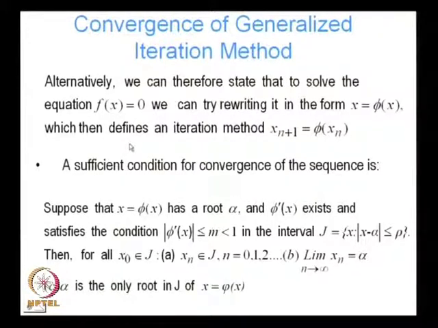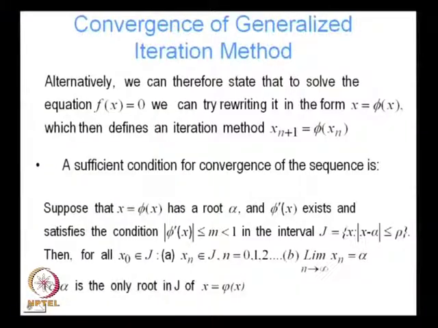Next, let us look at conditions for convergence. But when will this sequence x_{n+1} is equal to phi(x_n) converge? When is that sequence going to converge?